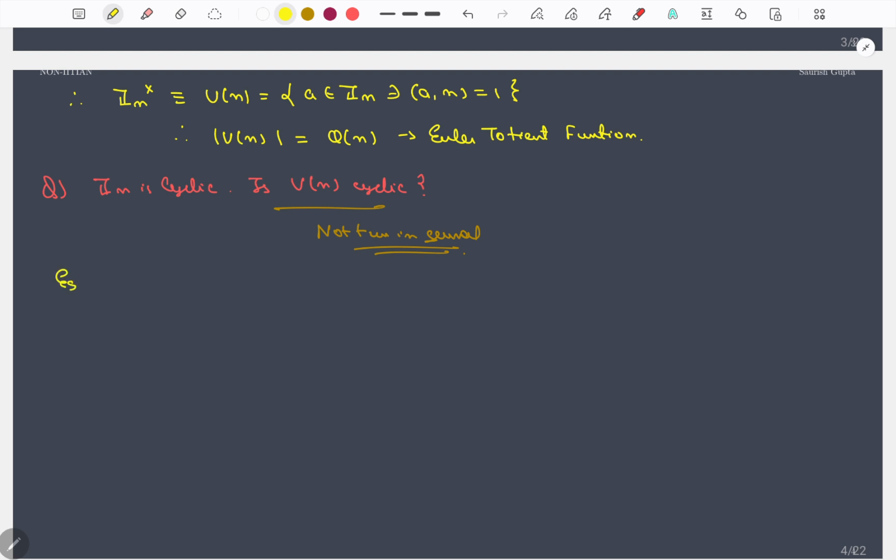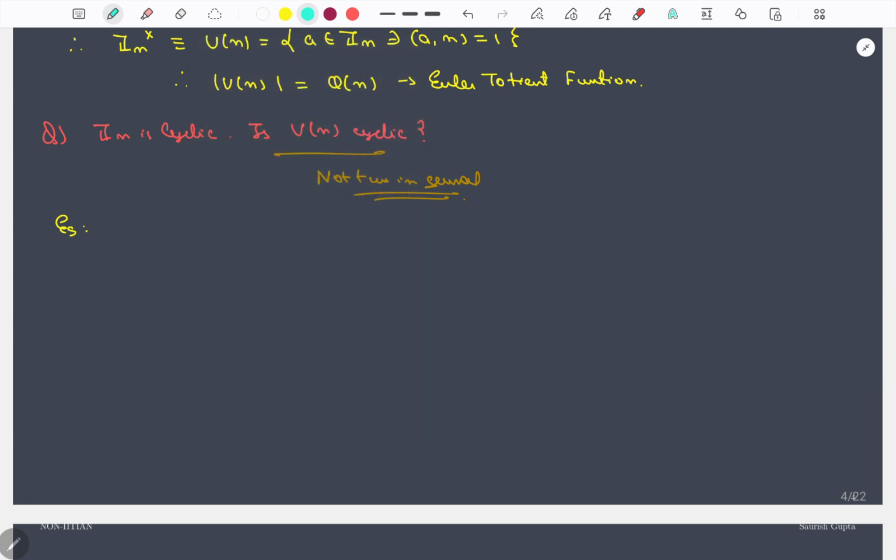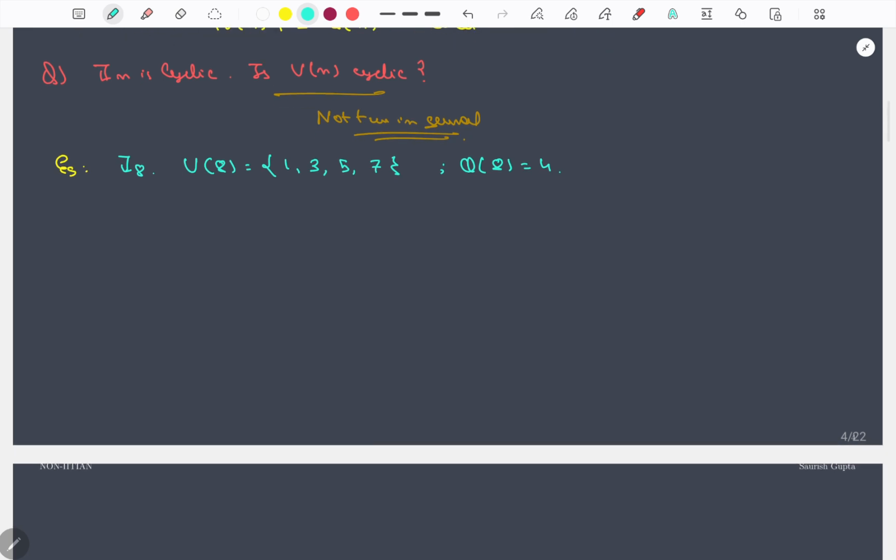So for example, let us choose Z8. What should be the elements in U of 8? These should be all the elements which are co-prime to 8. So it should be 1, 2 won't be it, 3, 4 no, 5 and 7. And it can be easily observed that phi of 8 is 4. So it is good, right?